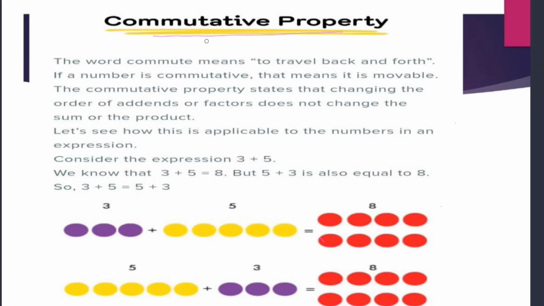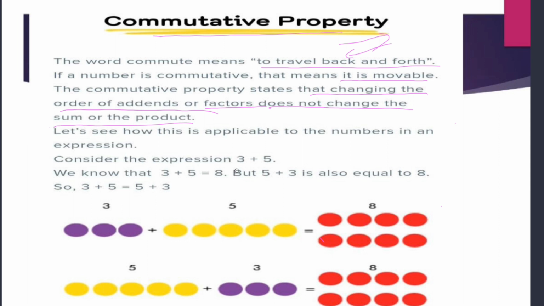Let's see the next property, commutative property. The word commute means to travel back and forth. Back and forth means going in one direction and then in the opposite direction. If a number is commutative, that means it is movable. The commutative property states that changing the order of addends or factors does not change the sum or the product.